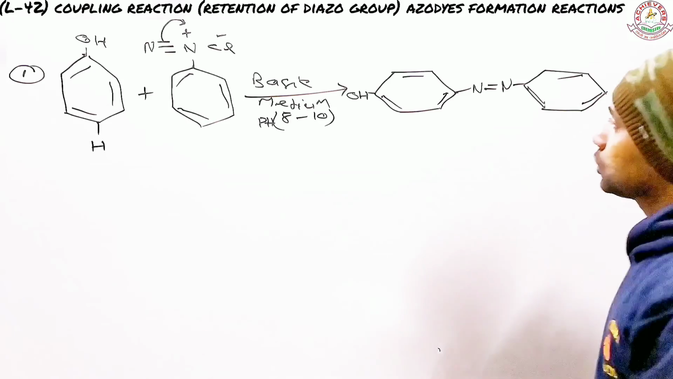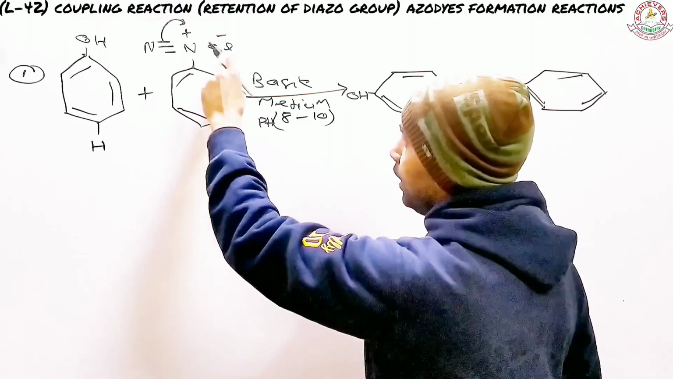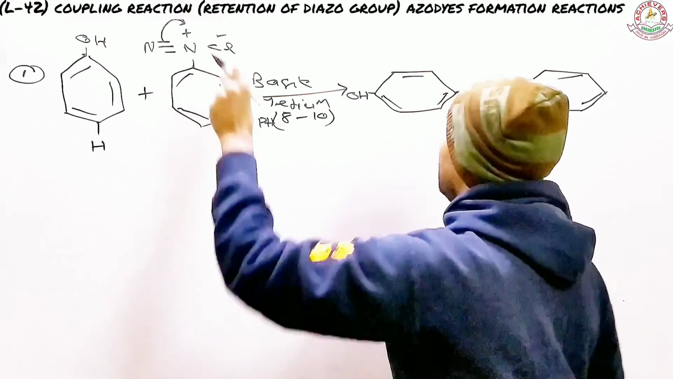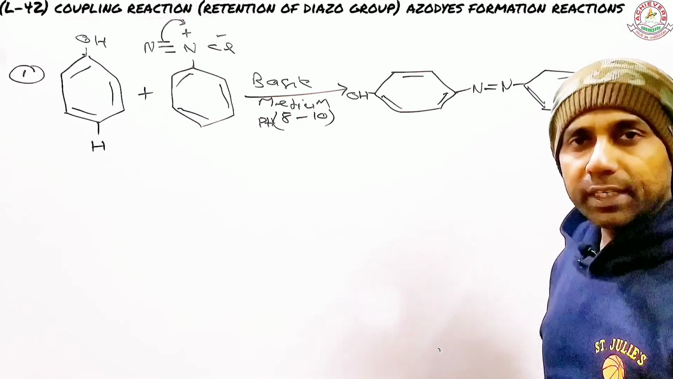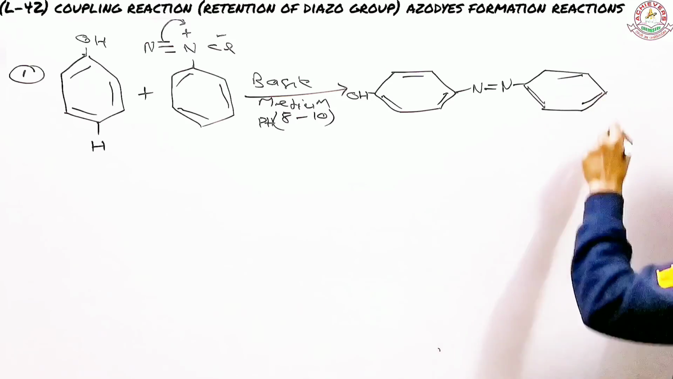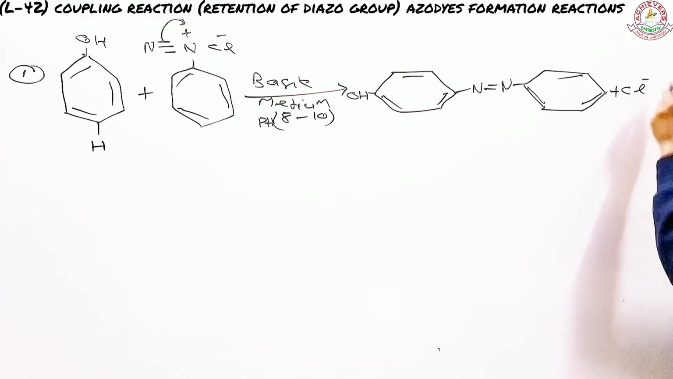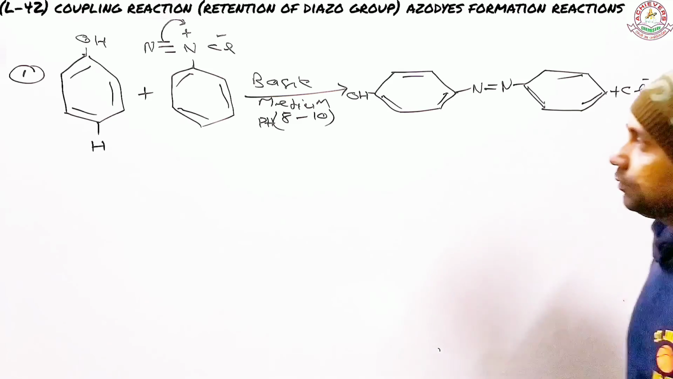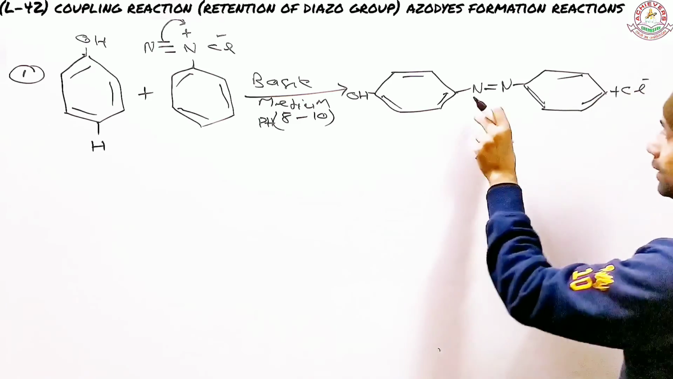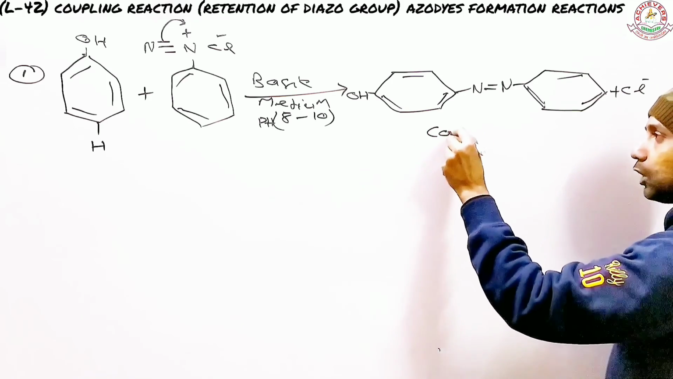Now, in case you wish to know what happened to this chlorine, this chlorine remains in the solution. So you can also mention it as Cl negative. That is also a byproduct coming out. So what has happened here? This has been your first coupling product.